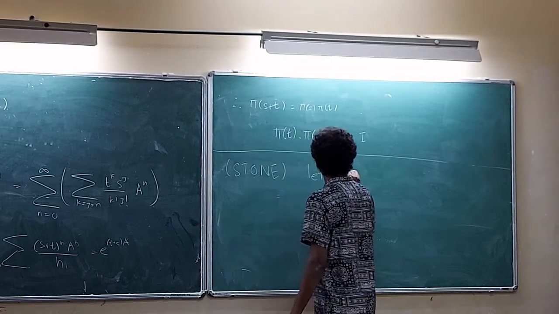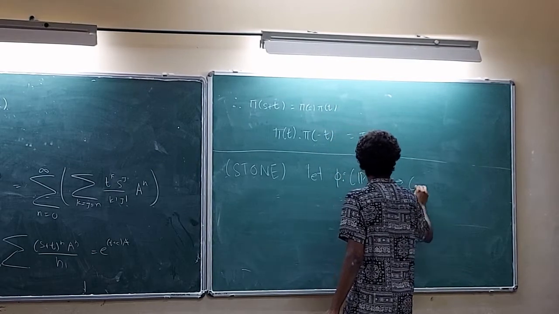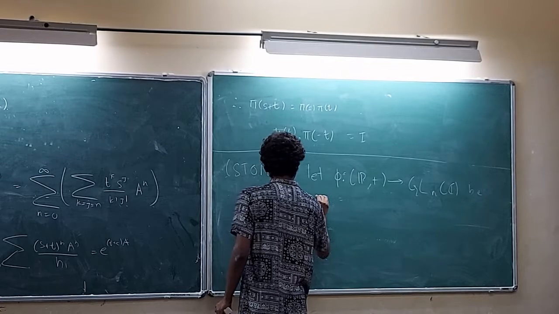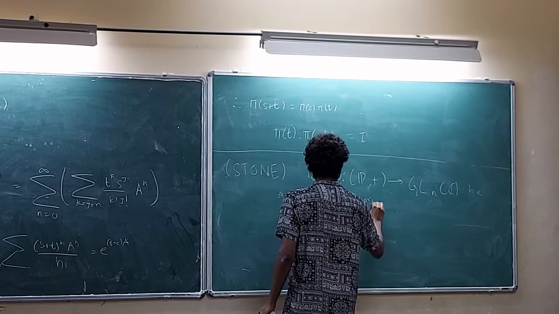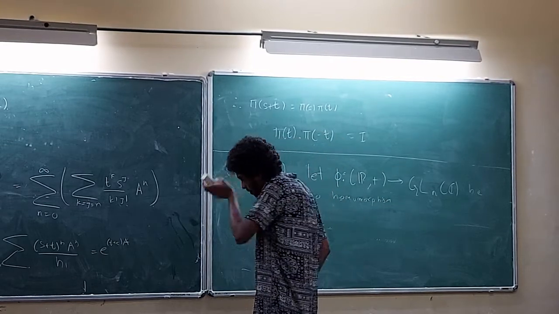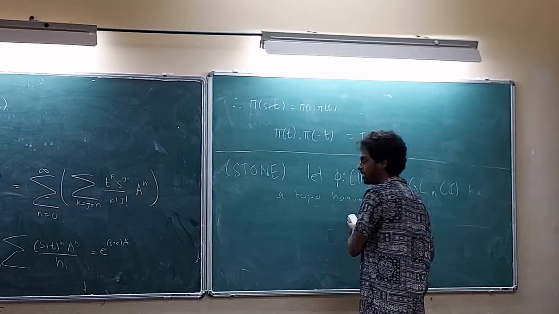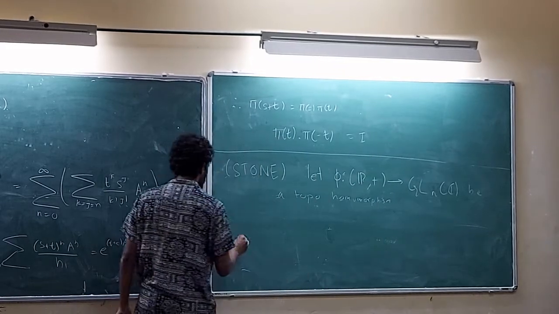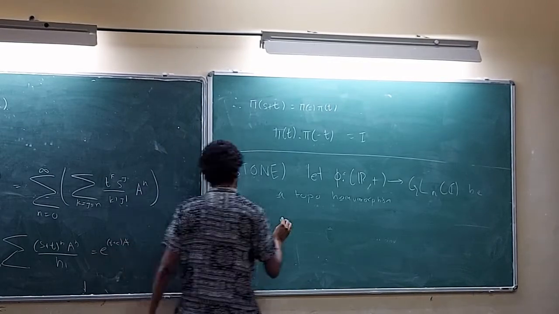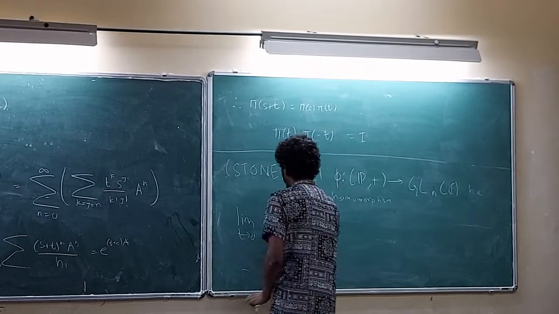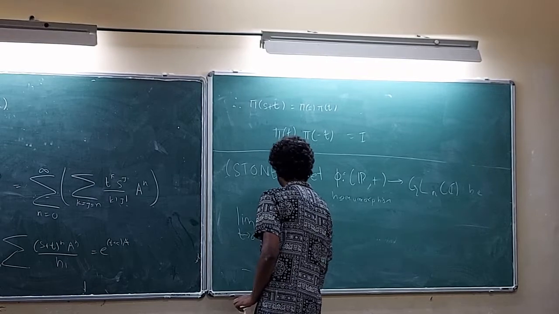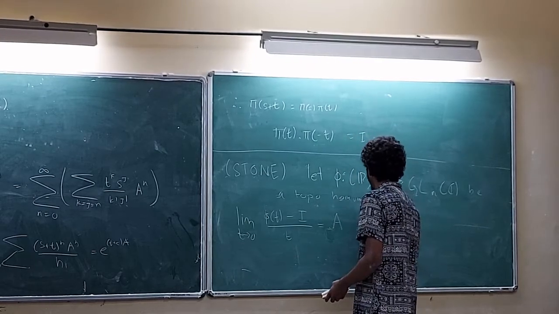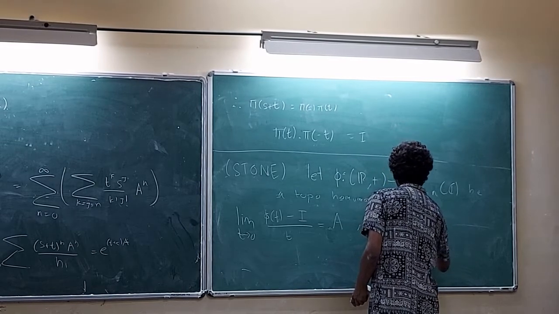So let phi from R plus to GL_n(C) be a topological group homomorphism. Essentially we have to find a matrix such that this map is indeed e power tA of that matrix, which we hold to be constant. What Stone says is, if the limit as t goes to 0 of (phi t minus identity) over t, in a sense this derivative, exists and is equal to this matrix A, then phi t is in fact e power tA.